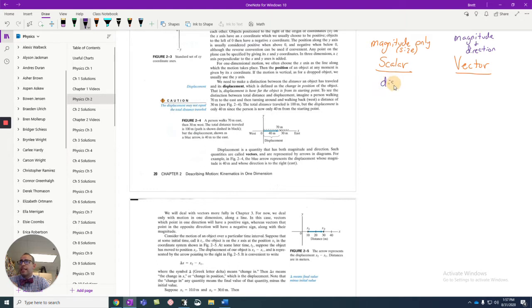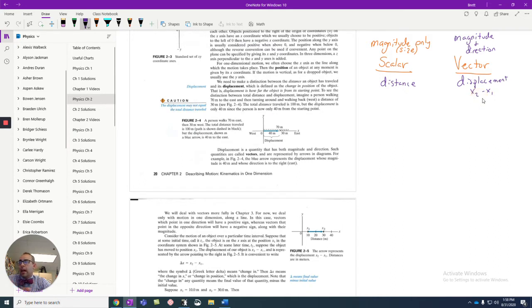Is what we call distance versus displacement. Okay, so what we mean by that, when we talk about distance, we talk about how far did you travel. Think of your odometer on your car. You drive 10 miles, it says 10. Displacement is the difference between where you started and where you ended. Specifically, it is what we call x2 minus x1. Position 2 minus position 1.